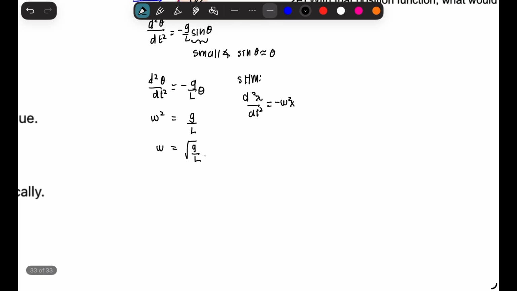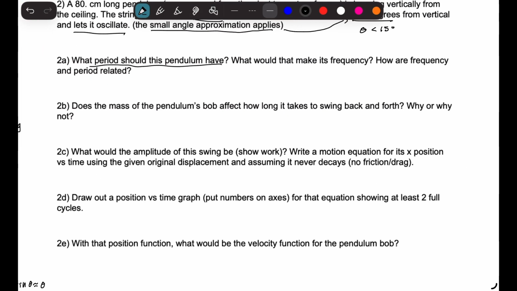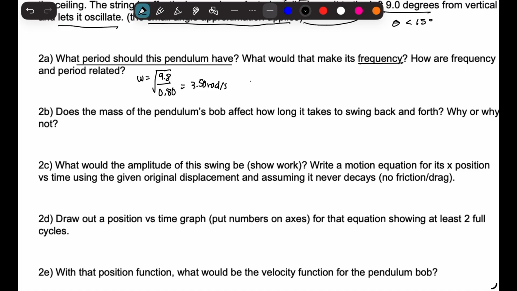Now we can calculate our angular frequency, which was what our question was asking us to do. What period should this pendulum have? What would that make its frequency? How are frequency and period related? So omega here is the root of g over L, which we have written there. So in your calculator, we would plug in 9.8, 0.80, 3.50 rad per second. For period, you have 2 pi over omega.